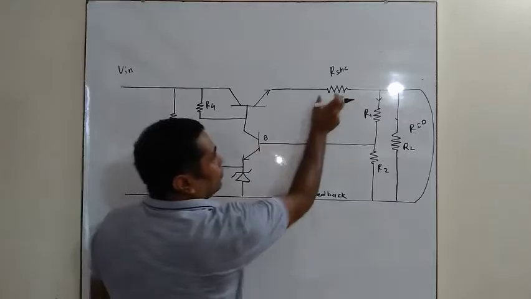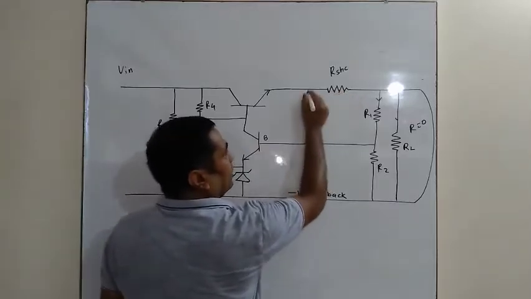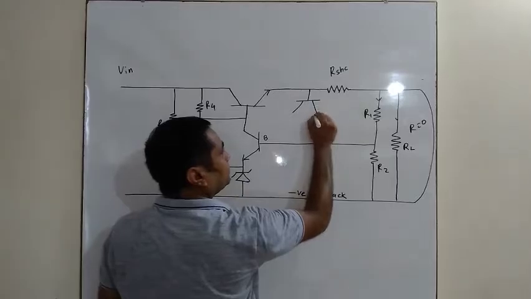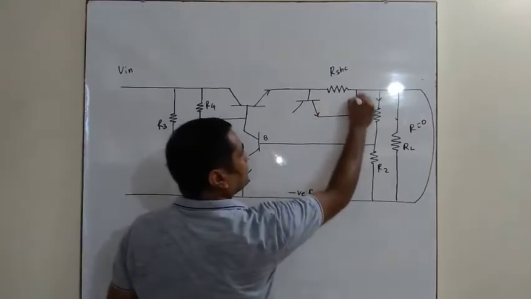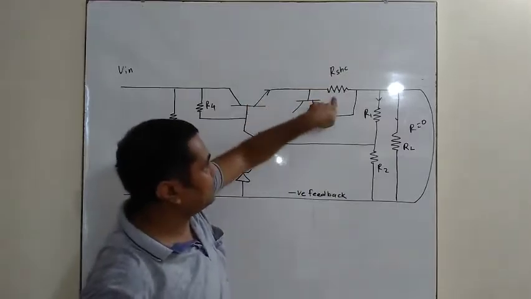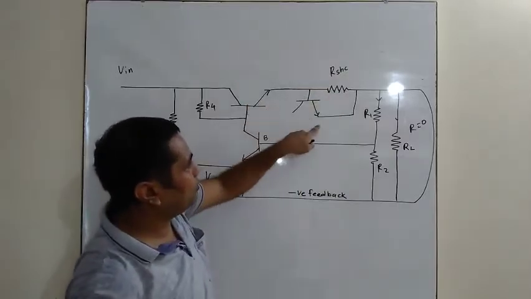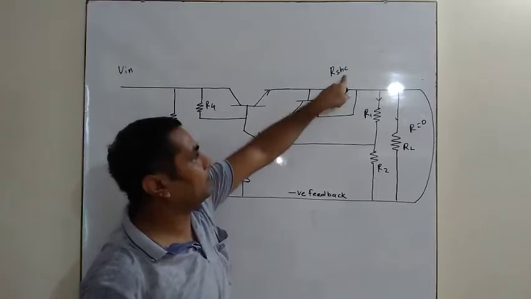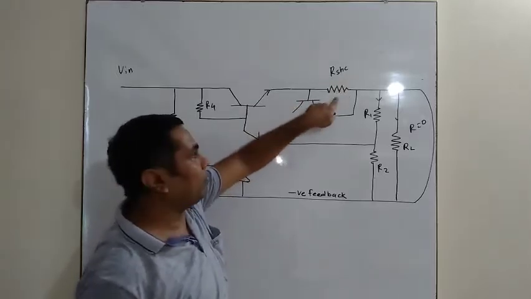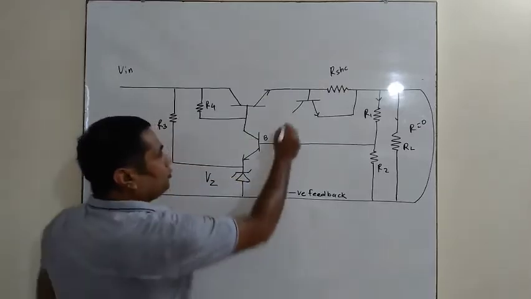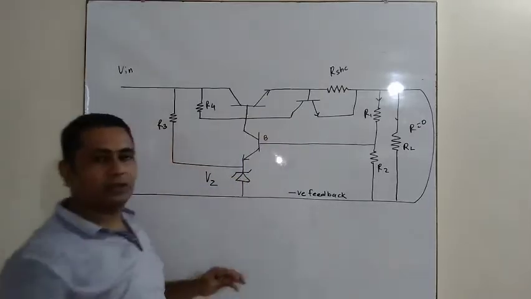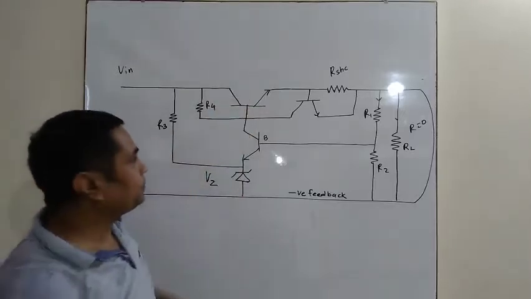Then the voltage across this resistor is applied to another common emitter transistor. You can see that the voltage across this resistor is applied in parallel between the base and emitter. So the base to emitter gets its voltage from the voltage drop across the resistor, and the output of this transistor is connected to the base of the series element transistor.